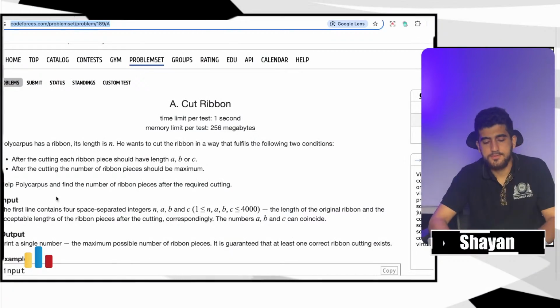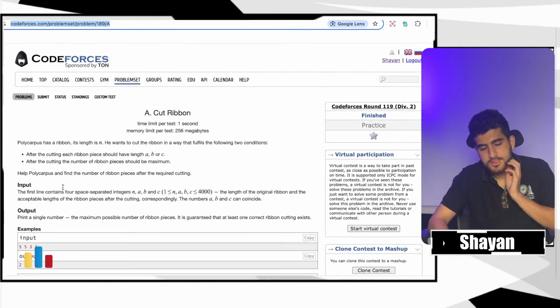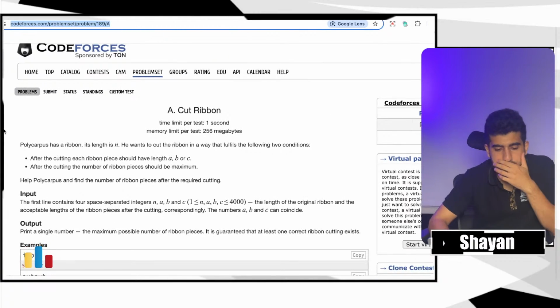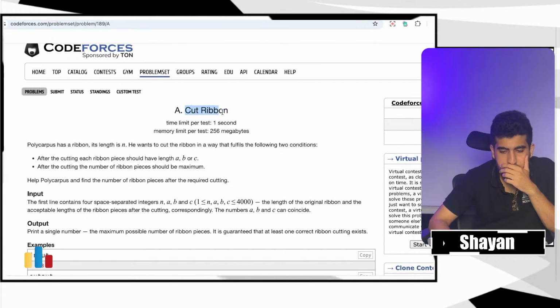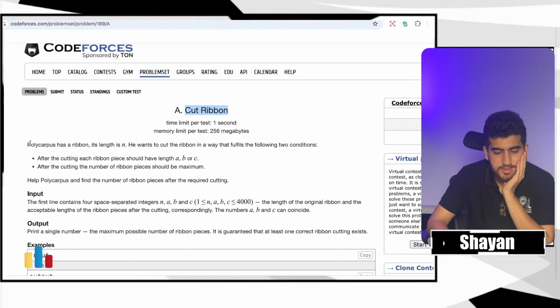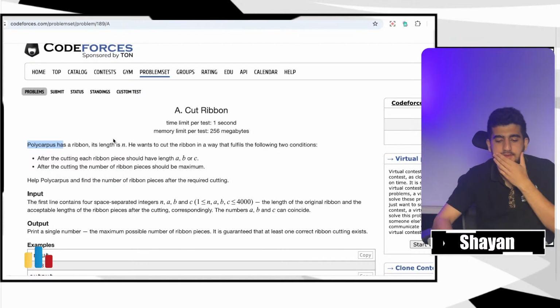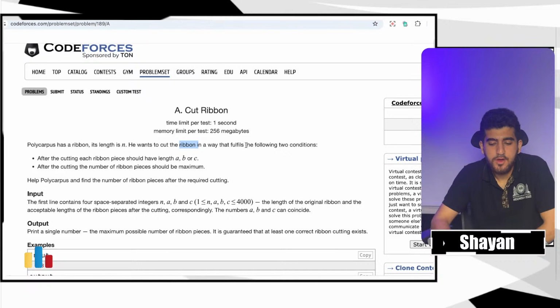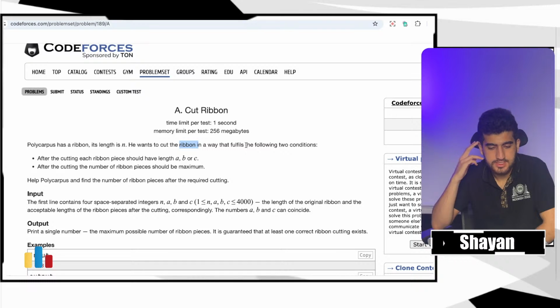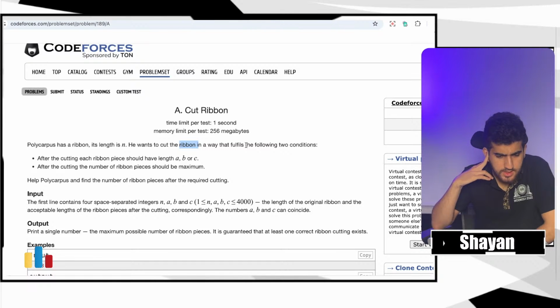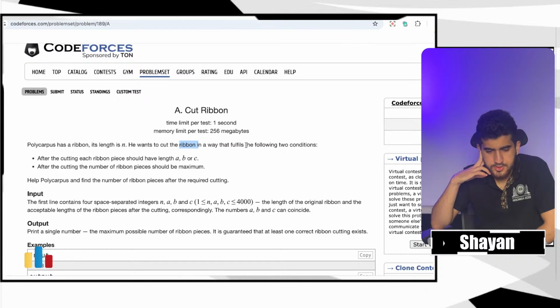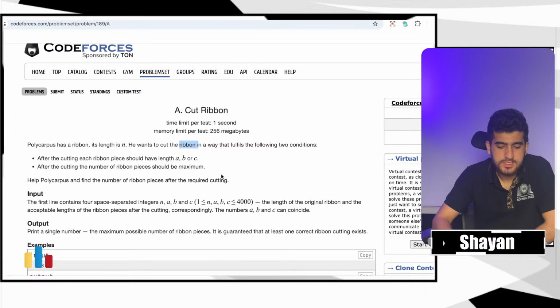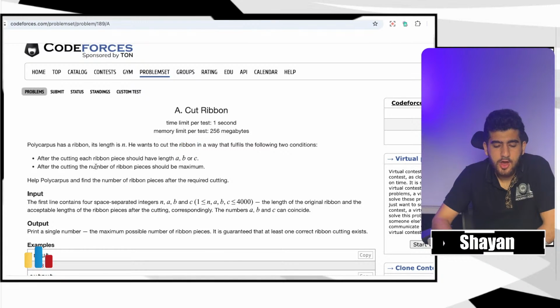Okay, let's talk about the problems. The first problem that we're going to discuss is this one, cut ribbon, that I sent in the chat. It says that Polycarpus has a ribbon, its length is n. He wants to cut the ribbon in a way that fulfills the following 2 conditions. After the cutting, each ribbon piece should have length A, B, or C, and the number of ribbon pieces should be maximum.